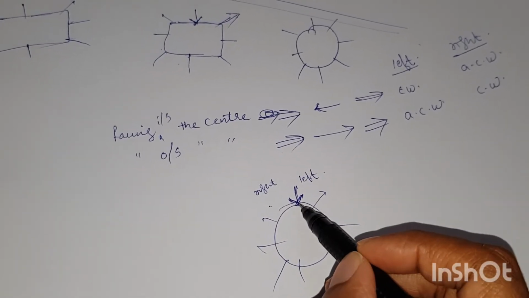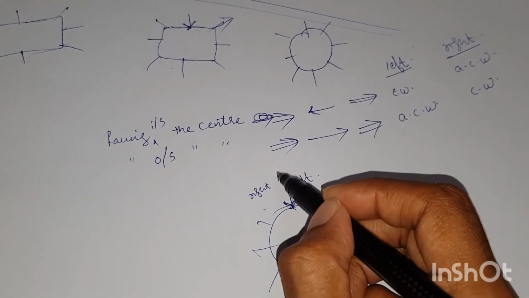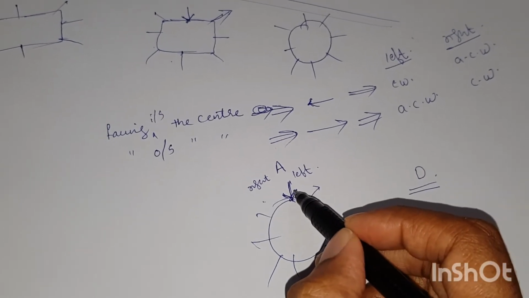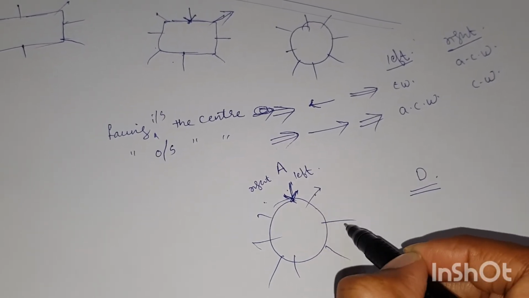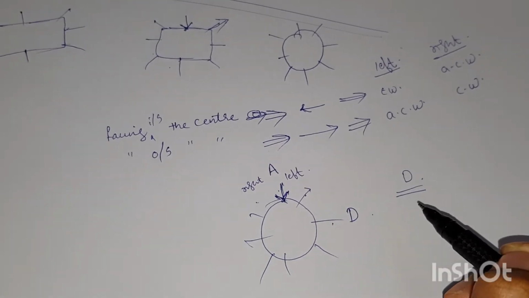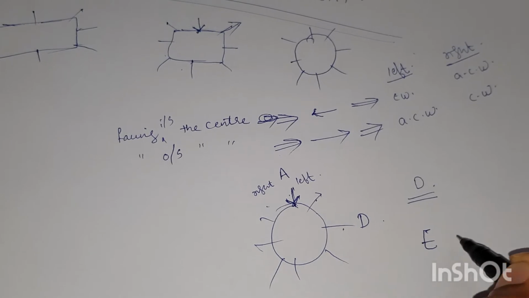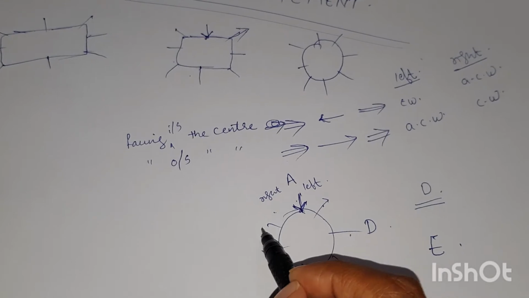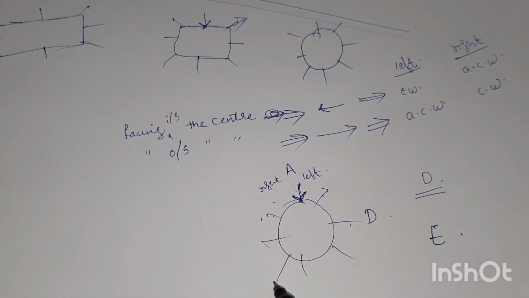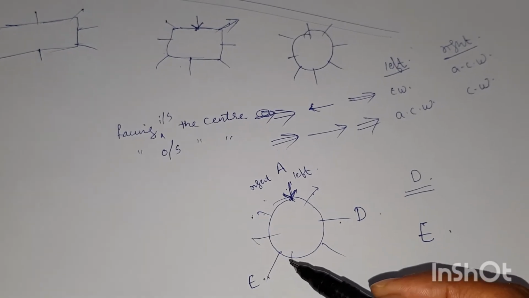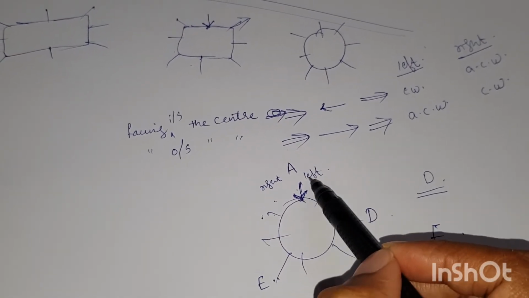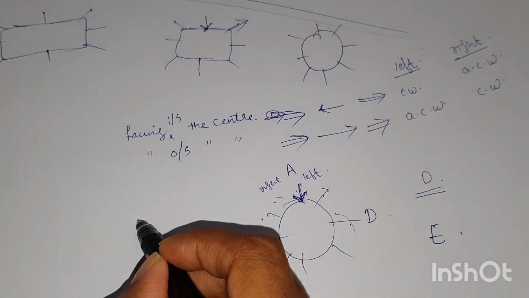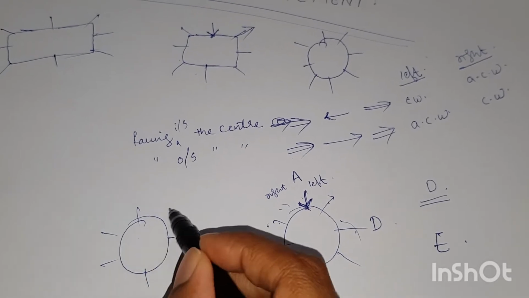Suppose this is person A, and D is sitting second to the left of A, that means second to the left of A, here the person D is sitting. Understood? Suppose the person E is sitting third to the right of A. So third to the right means 1 2 3, here E is sitting. Understood? So if a person is facing inside the center, his left is in the clockwise direction and his right is in the anti-clockwise direction.